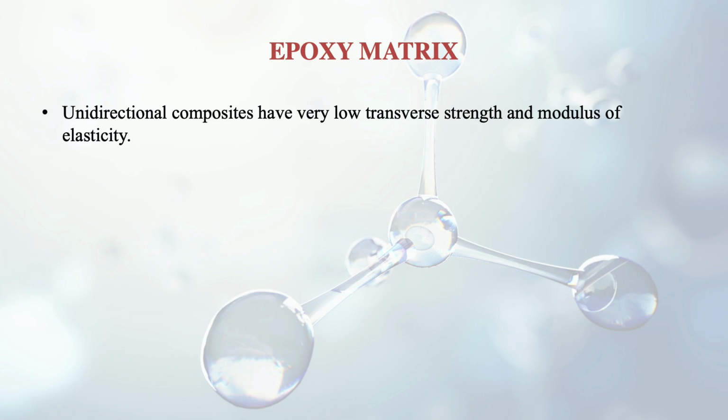Unidirectional composites have very low transverse strength and modulus of elasticity. Like we discussed earlier, this is a directional type of thing. So unidirectional composites, in the lateral direction, will not have very good strength and modulus of elasticity.